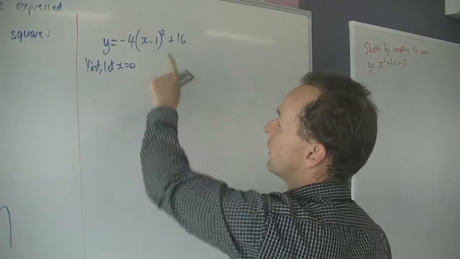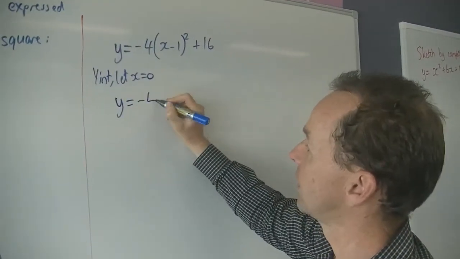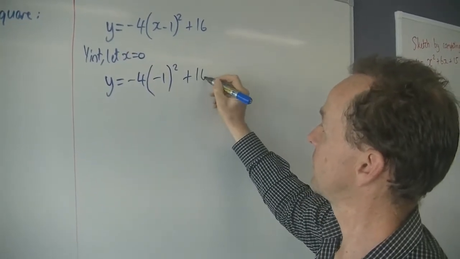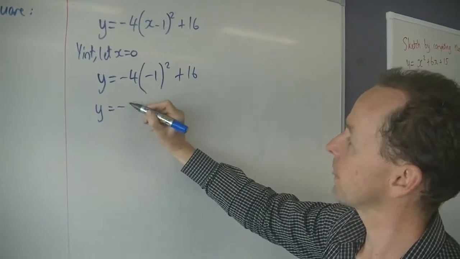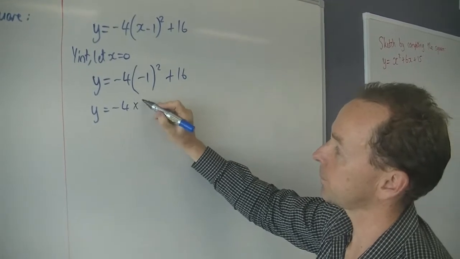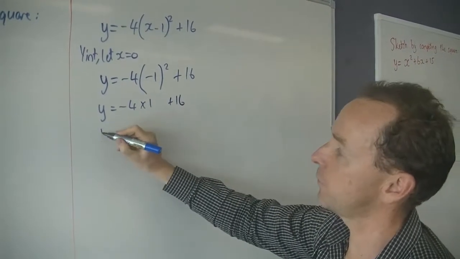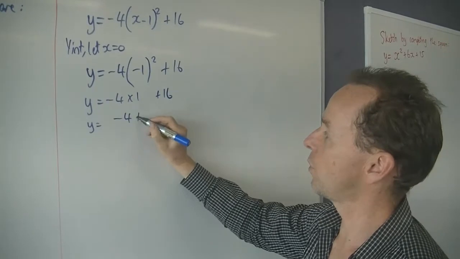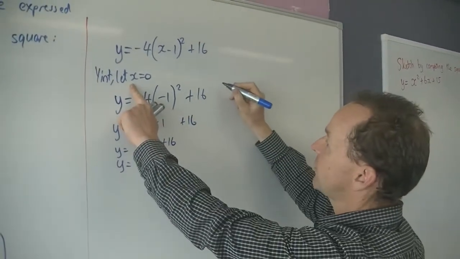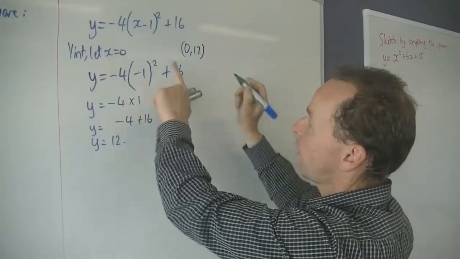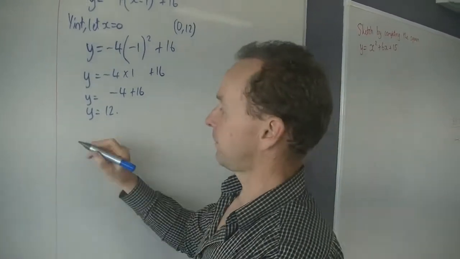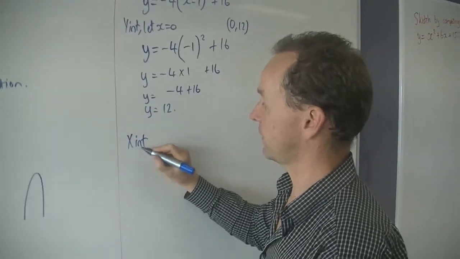Let x equal 0. So we're going to substitute 0 into this equation. We get negative 4, (0 minus 1) squared plus 16. 0 minus 1 is minus 1, squared. Minus 1 times minus 1 is positive 1. Be careful with positives and negatives. Negative 4 plus 16, y equals 12. So my y-intercept is (0, 12). I always like writing my coordinate there so I don't get confused. Next one, let's find the x-intercepts if they exist.